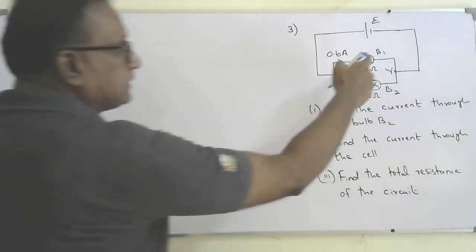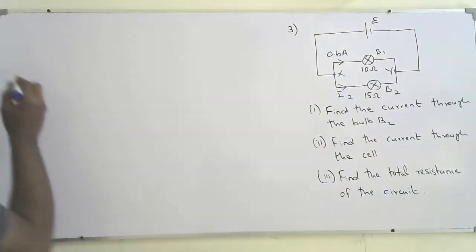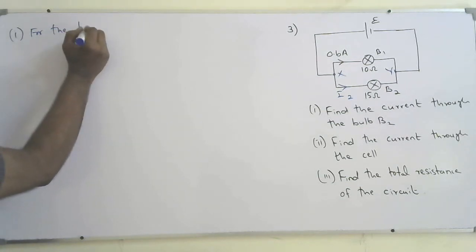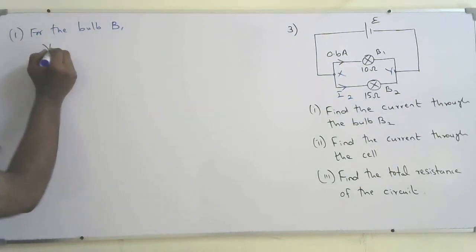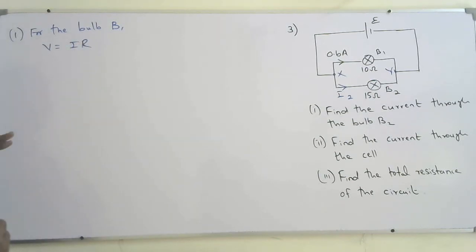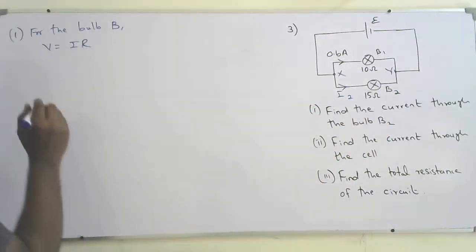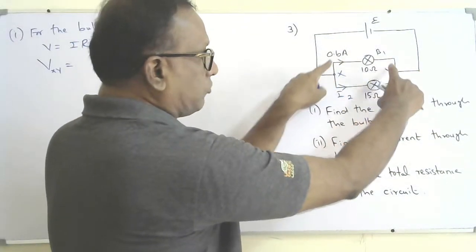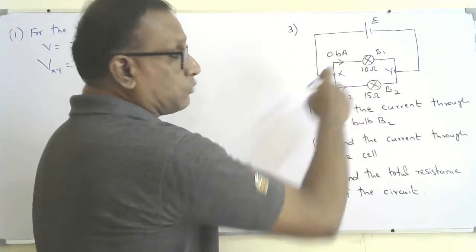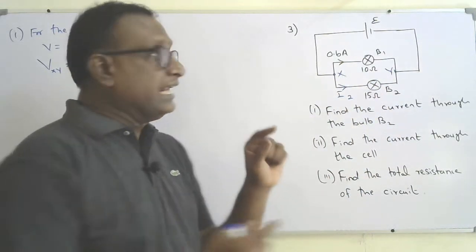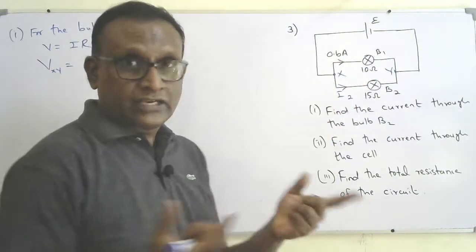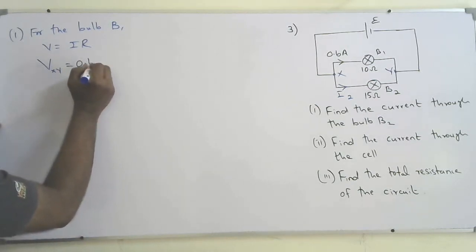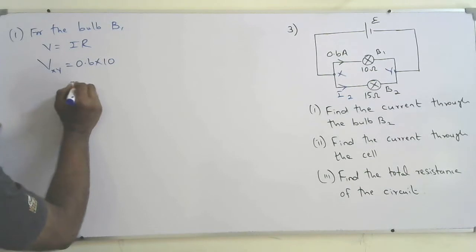I can find the voltage across the bulb, that is the same as the voltage across XY. So for bulb 1, I use V equals IR. The voltage across the bulb is the same as the voltage across the junction, VXY, because the connecting wires have no resistance, so there won't be any voltage across two points of the wire. That will be zero. So VXY is equal to the current 0.6 times the resistance 10 ohms, that will be 6 volts.